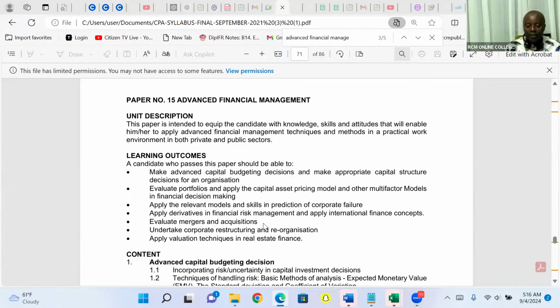And then we have what we call acquisitions. If A acquires B, then it is B that will disappear. So in an acquisition, what we call a takeover, A takes over B, then automatically B disappears, and we are left with A. Listen to me very well.